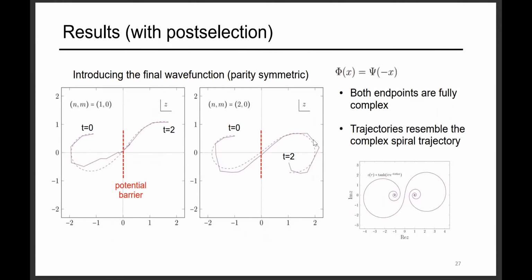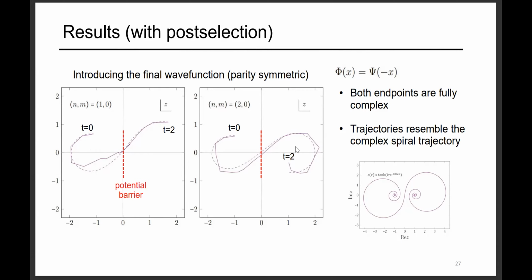Another setup that we did was not only did we introduce the initial wave function, but we also introduced the final wave function. So we post-select the final state. We pick the post-selected wave function to be parity symmetric with the initial wave function. So phi x is just the initial wave function with negative parity. What is interesting is that both endpoints, t equals 0 and t equals 2, are fully complex.